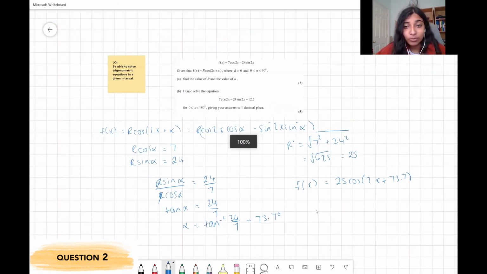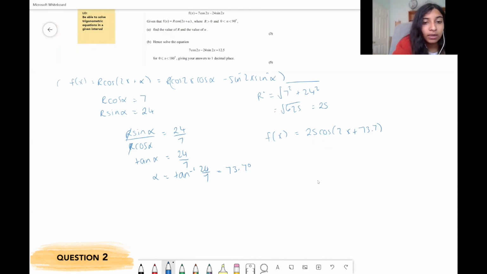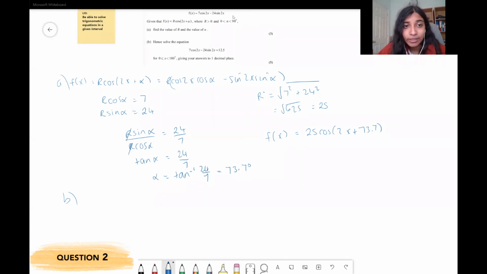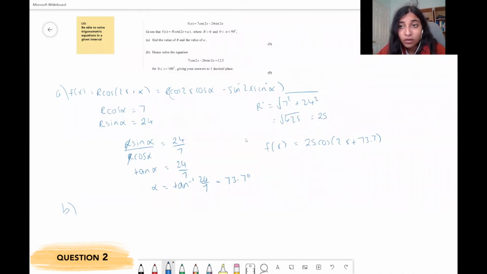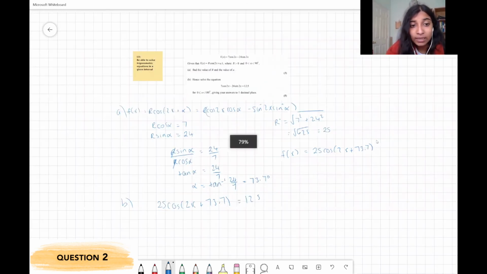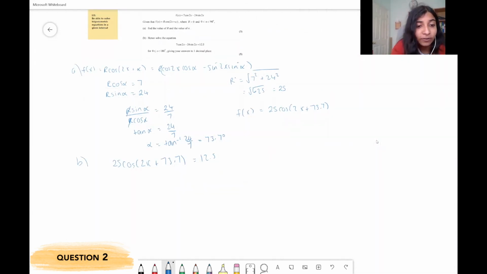Now if we move on to part B, we want to hence solve the equation 7 cos 2x minus 24 sin 2x is equal to 12.5 for x between 0 and 180. To do that, now we've got the form of this in terms of the R formula, we can just rewrite that as 25 cos(2x + 73.7) is equal to 12.5. So now we want to solve that.